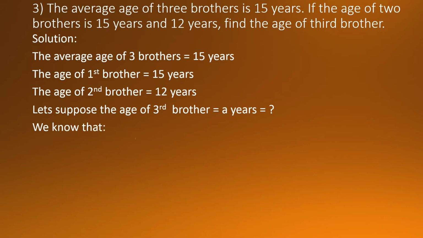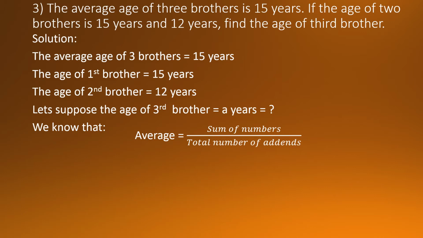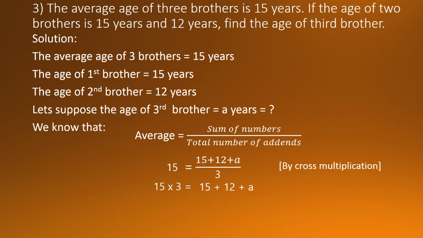We know that average is equal to sum of numbers upon total number of items. Now put the value. The average age of three brothers is equal to 15 years. So write down 15. Then write the sum of the age of three brothers, which is 15 plus 12 plus a. And total number of brothers is 3. So divide by 3. Everyone knows cross multiplication. By cross multiplication, 15 multiplied by 3 is equal to 15 plus 12 plus a.